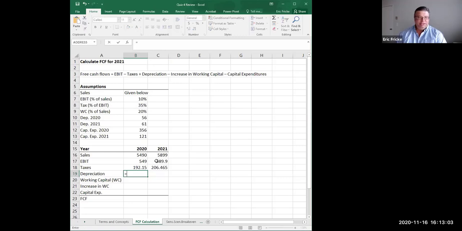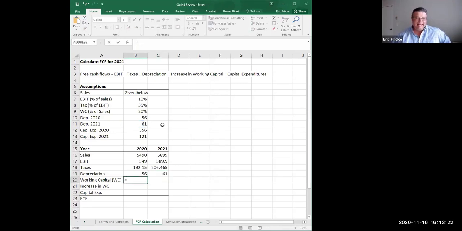And it looks like depreciation, we're just given a number. We don't have to do any calculations. So we got that. And then for 2021, it equals this depreciation right here. So that's not too bad.